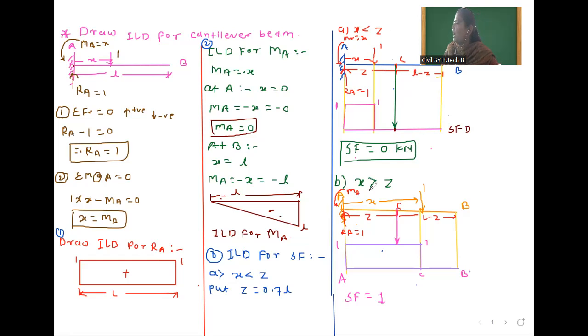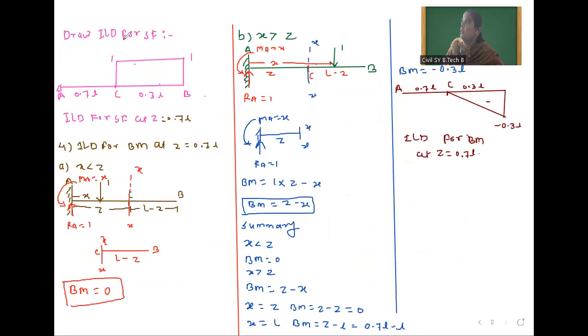After that, we have drawn ILD for x greater than Z. Same way here, unit load is greater than this Z distance. So first you have to draw shear force diagram, and after that, you have to extend the location of this Z. Wherever it touches, at that point, you will get the value of shear force. It touches at one value, that's why shear force which is equal to 1. And after that, lastly, we have drawn combined figure for these two conditions. So this is our combined figure. Here, this is 0 and after that 1.